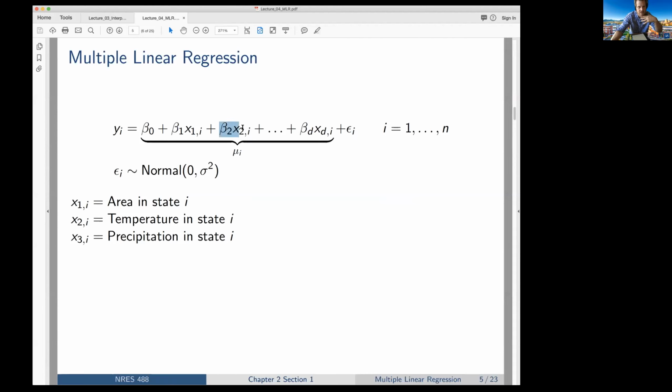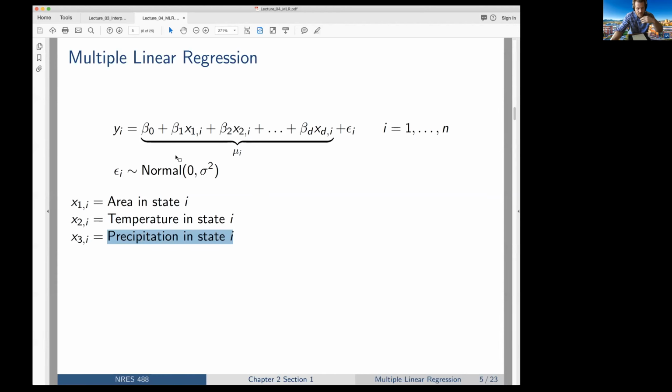Now all we're doing is adding extra covariates at the same time as our other covariate. And we could add as many covariates as we want. So if we were looking at avian species richness, we would have beta 0 plus beta 1 x1, where maybe x1 is the area of the state. And now we have beta 2 x2, where x2 is the temperature in the state. And then if we had beta 3 x3, where x3 is the precipitation in the state.